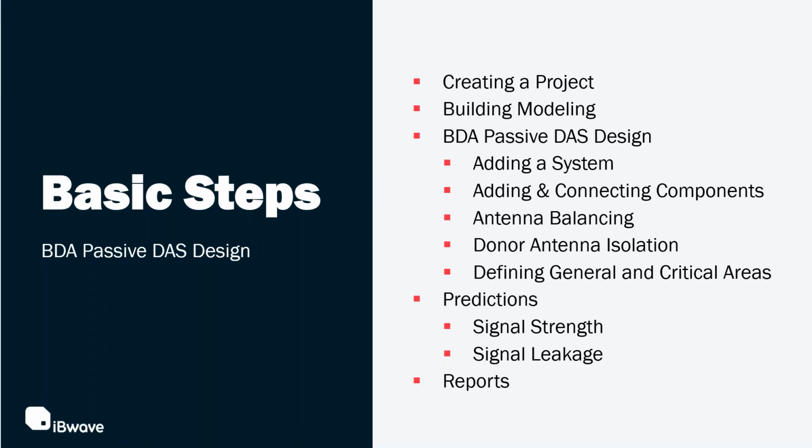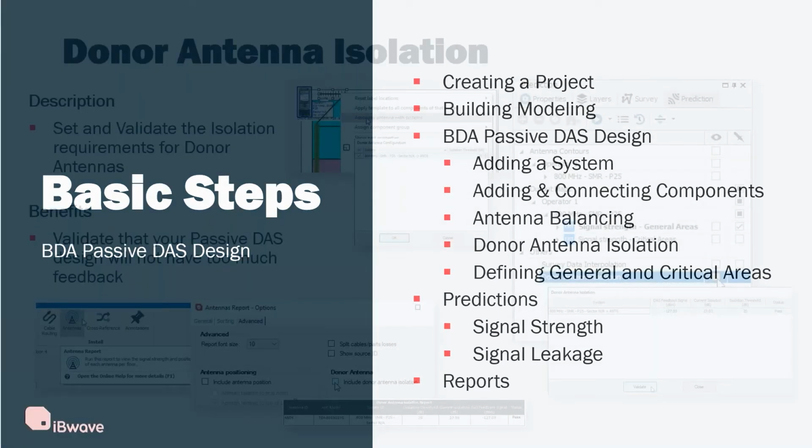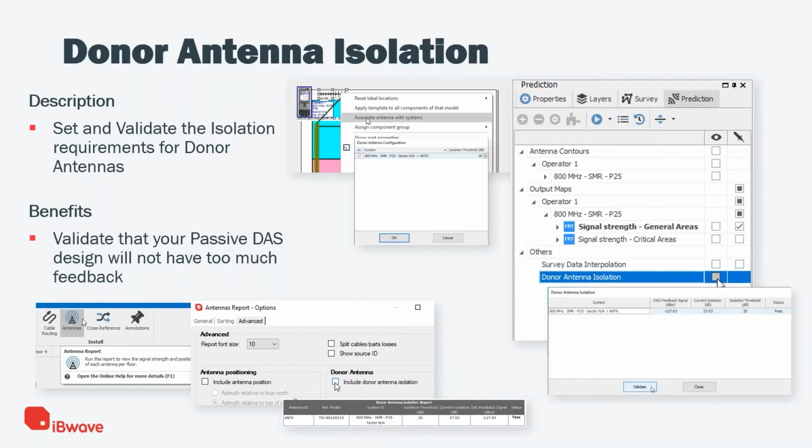So I did mention that we just recently came out with a new release, and we're covering, you saw from the code, right? We have a 20 dB isolation. This is where we get the default value, but we have a way of validating that. The calculation is taking the DAS feedback and comparing it to the signal you see at your donor signal, and calculating your donor isolation from there.